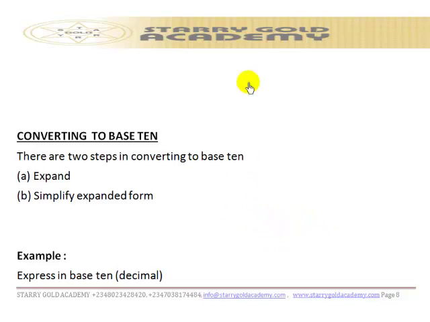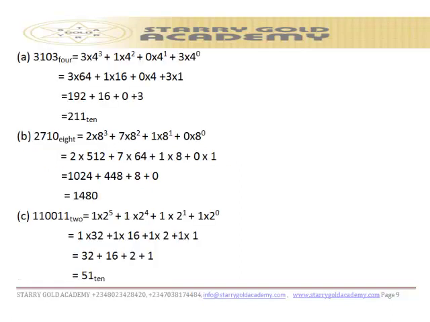So let's check out the examples we have. Don't forget the steps to convert to base 10. Number 1, expand, and secondly, you simplify your expanded form. Now let's look at the examples that we have. The first one we have is 3103 base 4. I said to convert to base 10, the first thing you do is you expand.